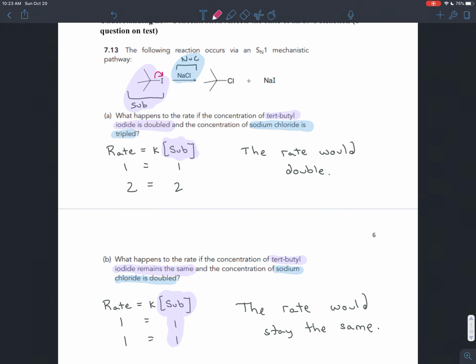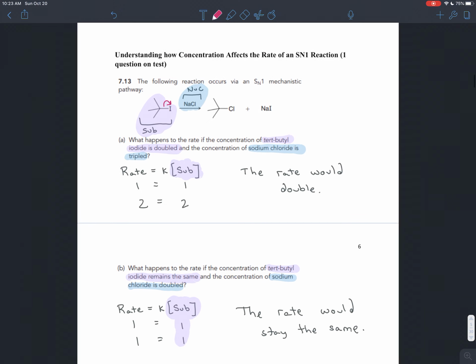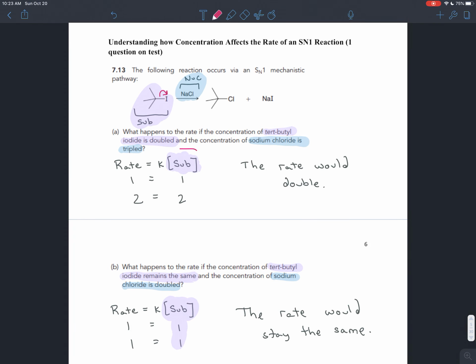Otherwise, thinking through this problem is very similar to thinking through the problem like this that we had for SN2 reactions. Write the rate law, just make sure you're writing the correct rate law for the mechanistic pathway. Compare everything to 1, and then plug in your numbers and see how they change. And that's how you can see how concentrations of the different reagents can predict the rate of the reaction.